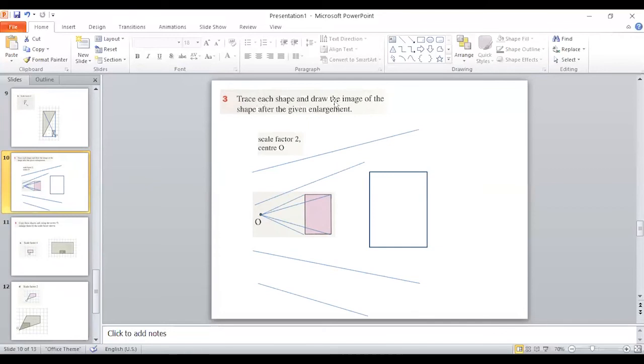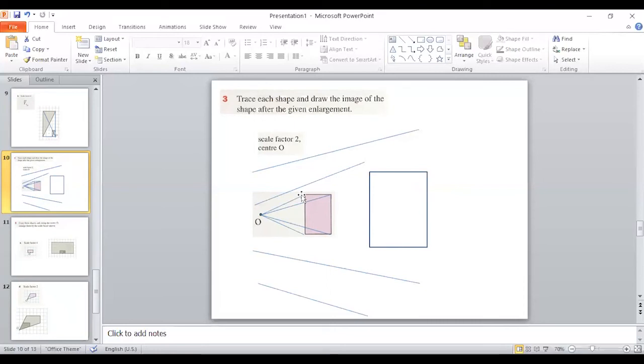Trace each shape and draw the image of the shape after the given enlargement. So first we said that we need the center O, then the scale factor is given, 2. You see that here there is a blank paper. We have no square paper. That's why the only way of enlarging this image from the center O is to measure the distances carefully from the center O to each of these rectangle vertices. If we measure them one by one carefully, we will use the distance, then multiply by 2 in order to obtain an enlarged rectangle.